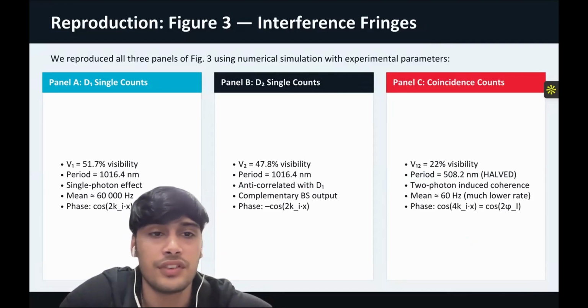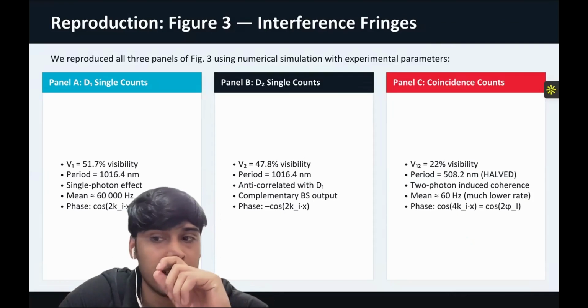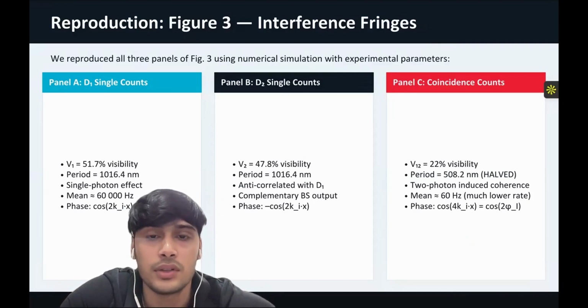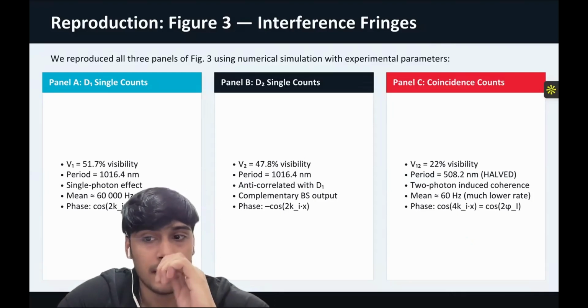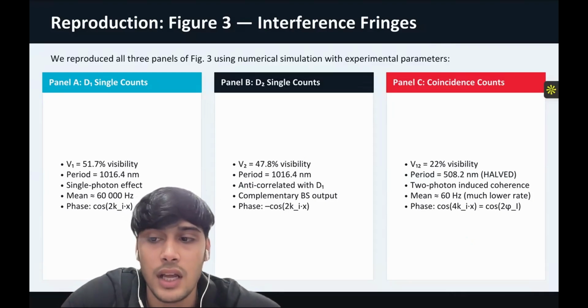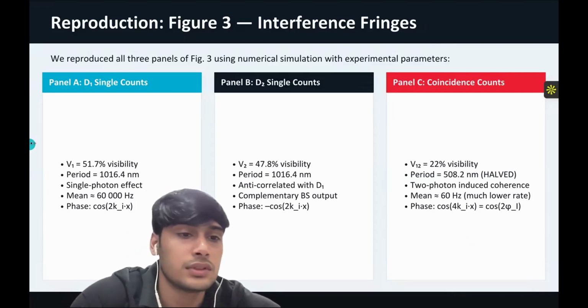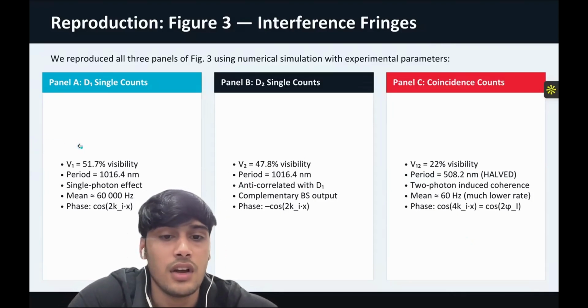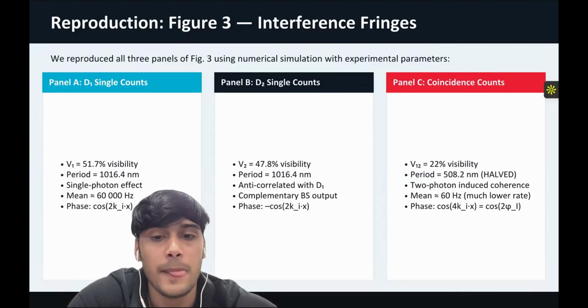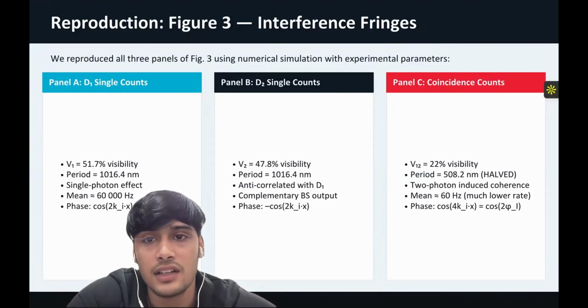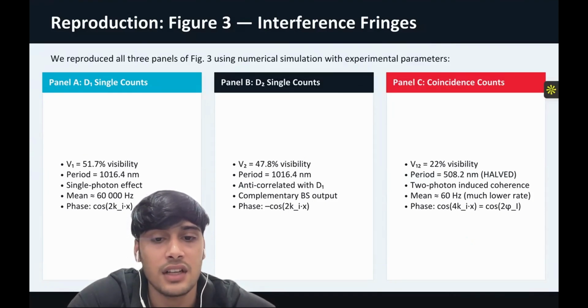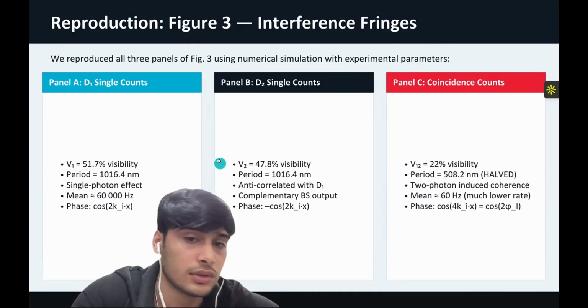Moving on, our figure 3 is the central experimental result of the paper, and we reproduce all the three panels. First one is panel A. Panel A is the D1 single count rate. As you scan the idler mirror, you see a sinusoidal fringe with 51.7% visibility and period of 1016.4 nanometer, which is the idler wavelength. This is the standard single photon induced coherence.